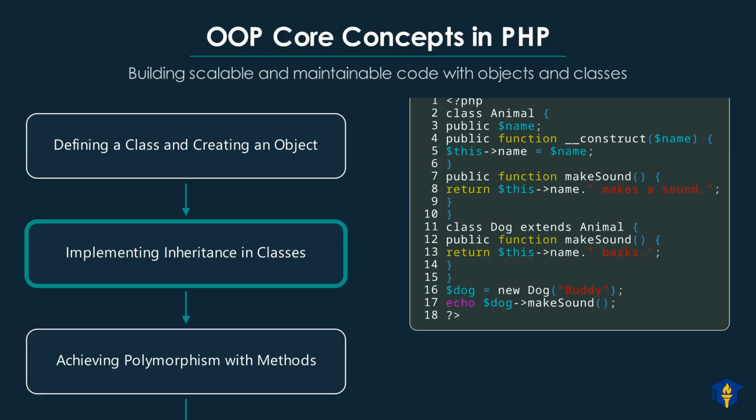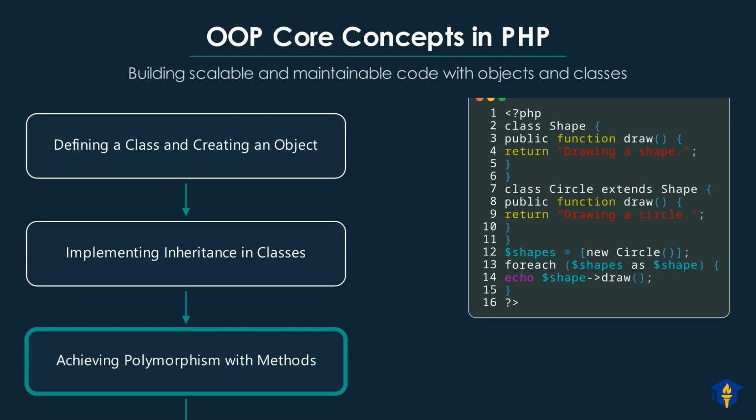Here, the dog class extends animal, demonstrating how it inherits properties and overrides the makeSound method. We will now explore polymorphism, which allows objects of different classes to respond uniquely to the same method call. This code illustrates polymorphism, where different shape objects can have their own distinct draw method implementations.